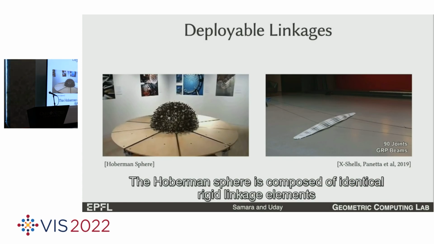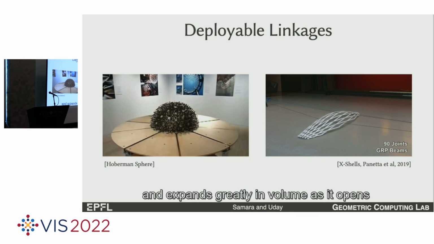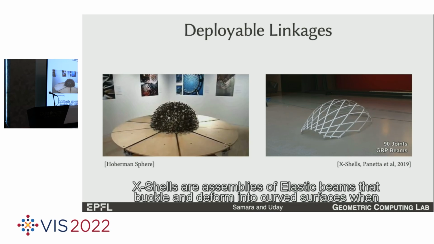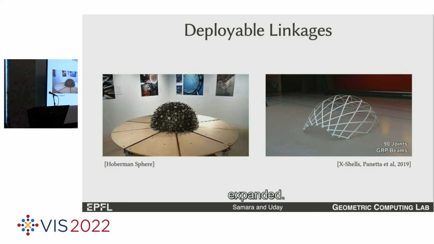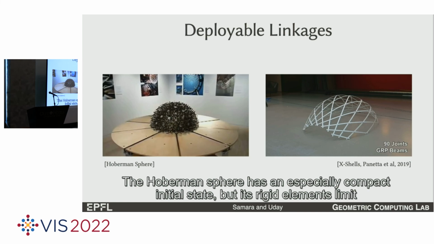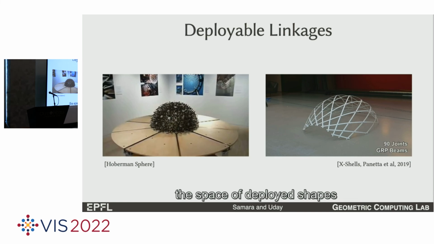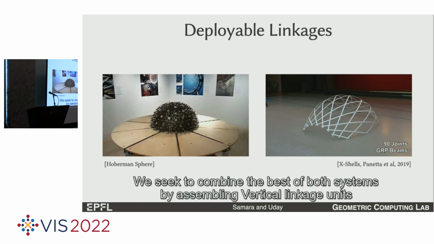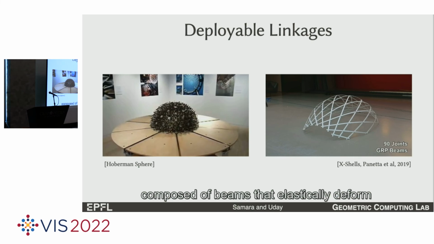The Hoberman sphere is composed of identical rigid linkage elements and expands greatly in volume as it opens. Eggshells are assemblies of elastic beams that buckle and deform into curved surfaces when expanded. The Hoberman sphere has an especially compact initial state, but its rigid elements limit the space of deployed shapes. We seek to combine the best of both systems by assembling vertical linkage units composed of beams that elastically deform.